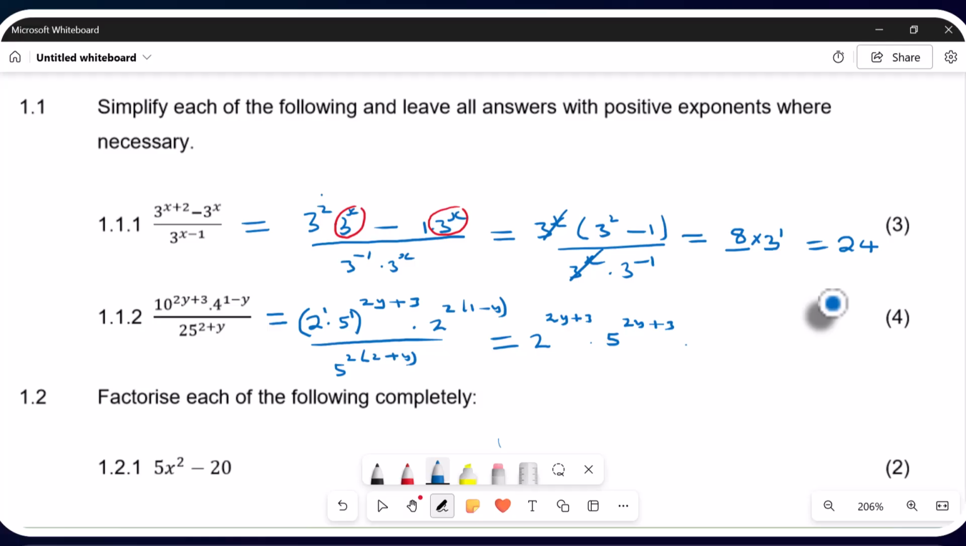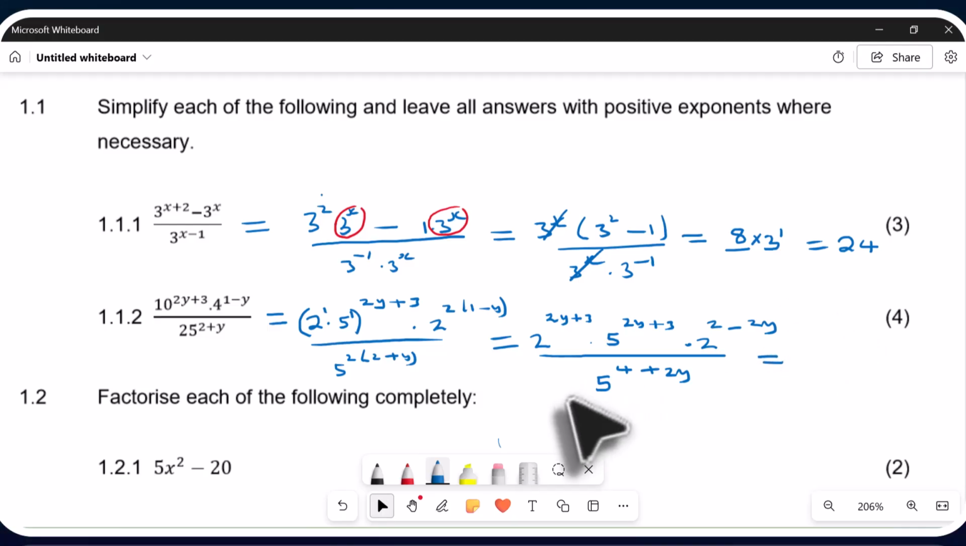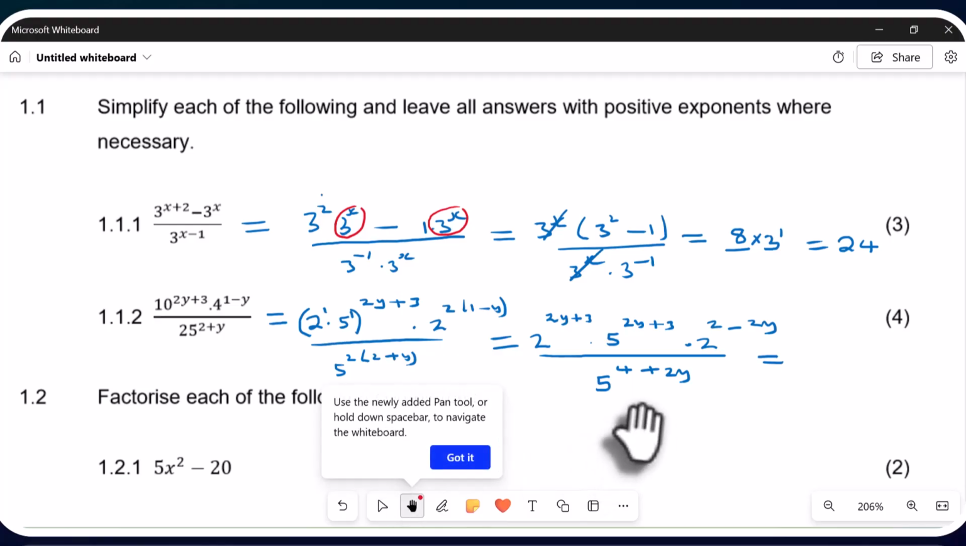Then from here now, we can deal with the same bases. We know when we are multiplying, we add the powers, okay? We add exponents, right? So I'm going to do the same thing here. For the bases of 2, I've got this one here together with this one here. So I'm going to put them together, but I'm going to add the exponents. So I'm going to have 2y plus 3, and then plus the 2 minus 2y.